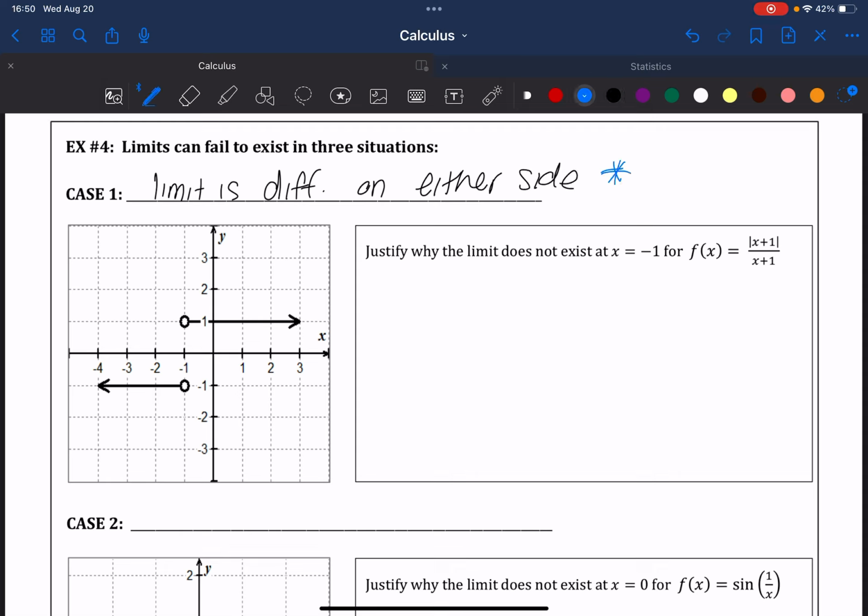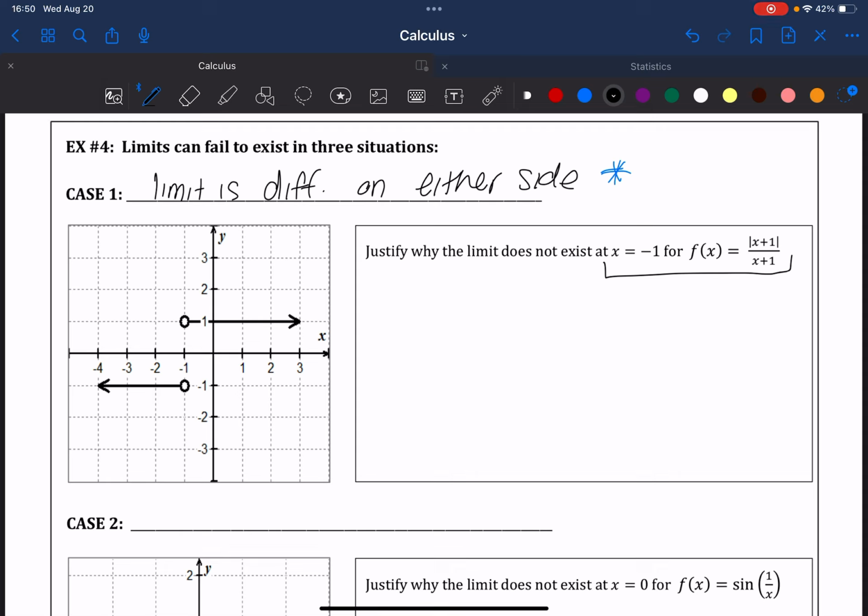This is the most common, where the limit is different on either side. To prove that, it wants us to answer this question here. Why does the limit as x approaches -1 not exist for the following f of x? And they even give us a graph to help us out.